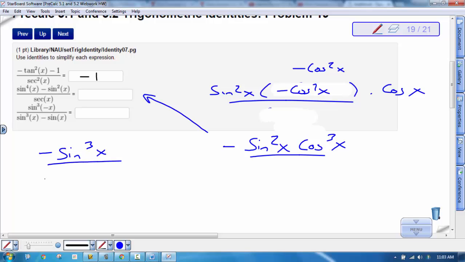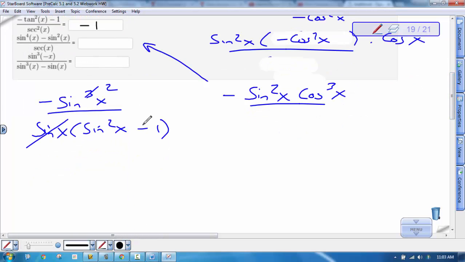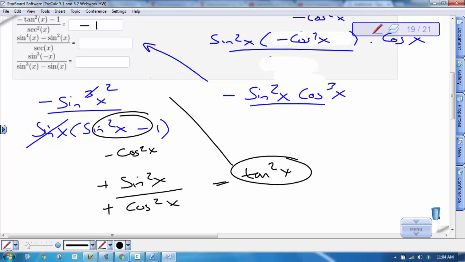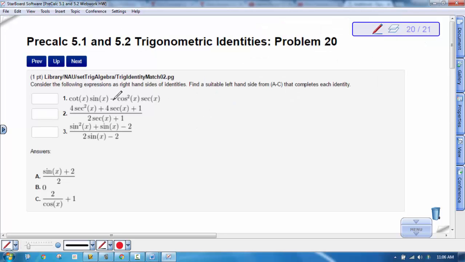So we get this, and then at the bottom you can factor out a sine, so you have sine squared of x minus 1. One of these sines cancels with one of these, and then you can also make the bottom negative cosine squared of x. So you end up with negative sine squared of x over negative cosine squared of x, which double negatives cancel, and you can write that as tangent squared of x.